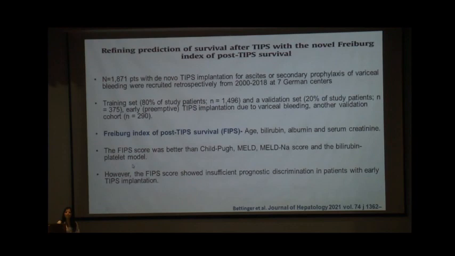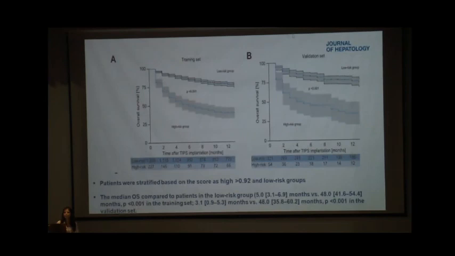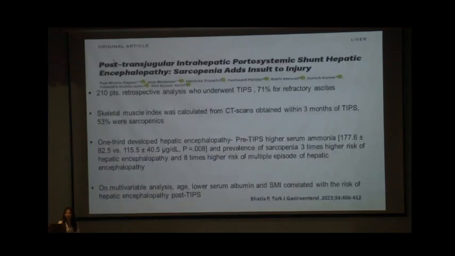They showed that this gave us a better stratification compared to the routine liver severity scores, but it was not able to identify patients who would do poorly after a preemptive or an early TIPS. We can see here the survival curves: those patients who underwent TIPS and had a high Freiburg index, that is more than 0.92, in both the training and the validation cohort, had a median survival of just 5 months and 3 months respectively, as against 48 months for the group which had a low Freiburg index. So this is something we should try and see, and whether it is applicable to our patients as well.